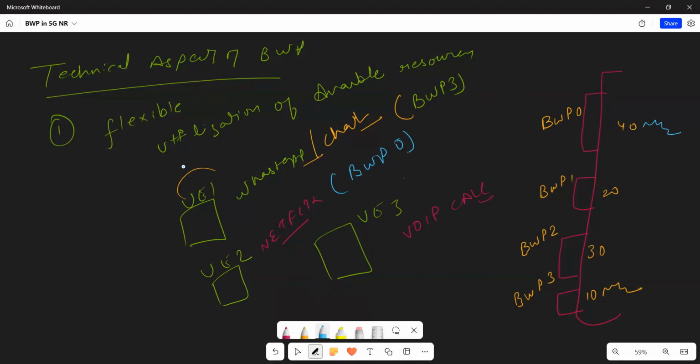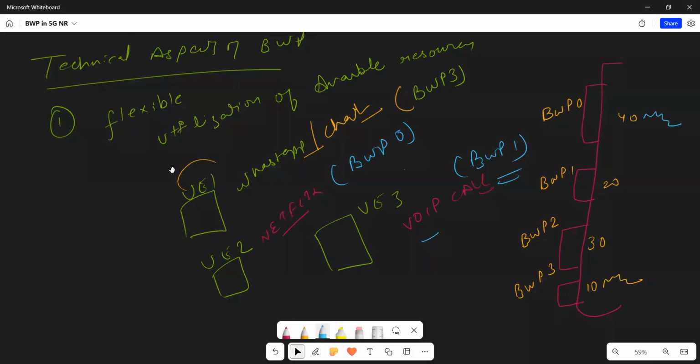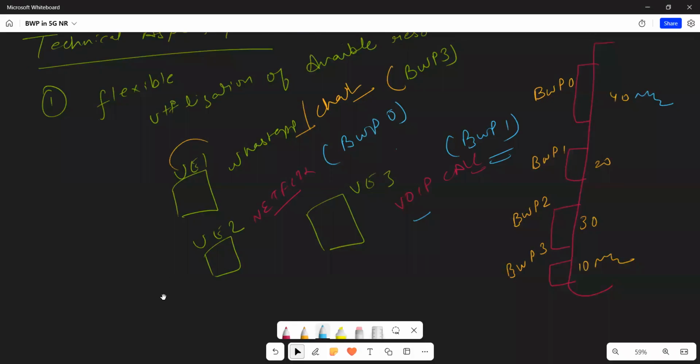Or you can have bigger bandwidth also, could be going to 100 megahertz, right? Depending on the 5G maximum bandwidth capacity which is possible. And for UE3, the VoIP call, let's say you can assign it to BWP1, right? So this is how you can allocate BWPs to devices or UE, like with the example of a pizza slice you can relate it. So this should be very simple for you now to understand how BWP is working. Okay.